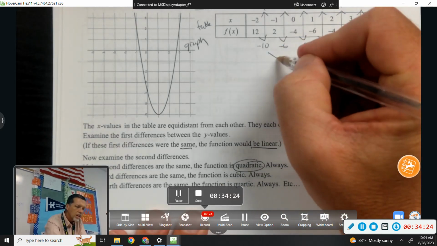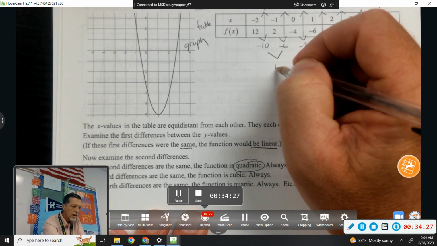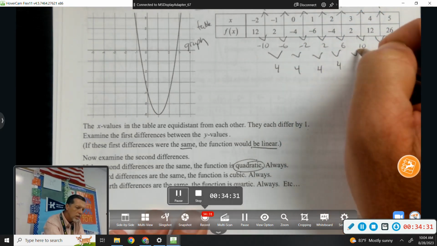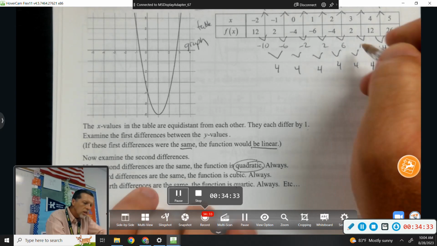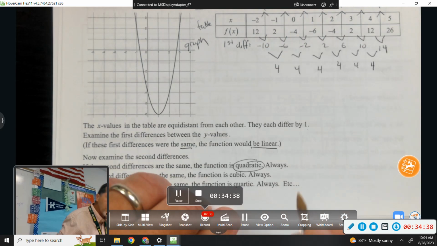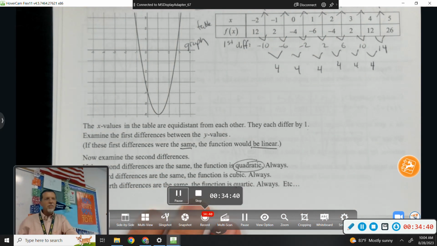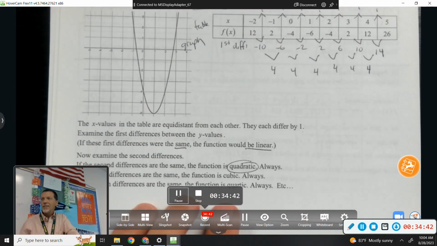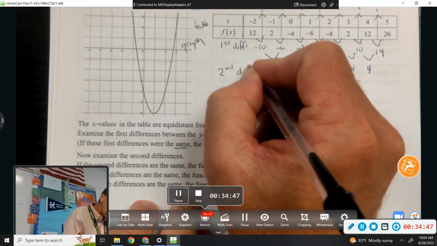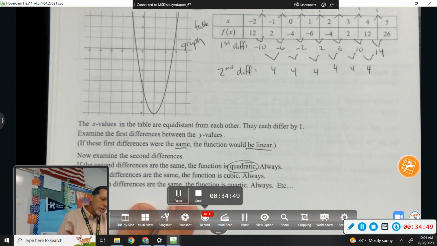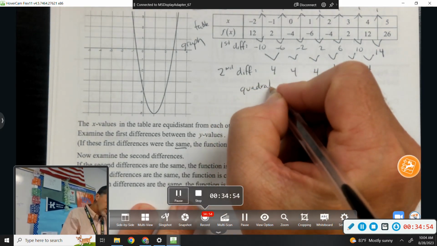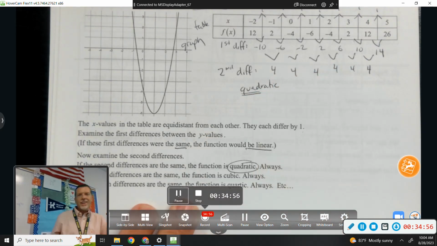Well, let's see, we're going up by 4, up by 4, up by 4. Let's label those. So the first differences didn't tell us much, other than it's not a linear thing. But the second differences are all the same, that means it's quadratic. Which sort of makes sense, right? Second, quadratic, parabola, x squared.